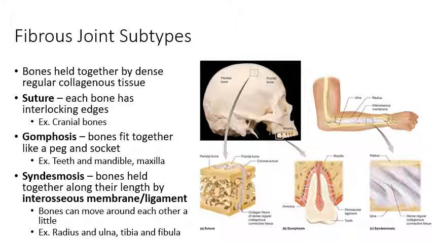Suture joints don't allow any movement, so they are synarthrotic joints. Then you have the gomphosis, which is a very specific type of joint that's actually only found between the teeth and either the mandible or maxilla of the skull. In the gomphosis, you have little cavities or sockets in the mandible and the maxilla that are designed to fit each tooth. So the tooth fits in there like a peg into that little socket for it.